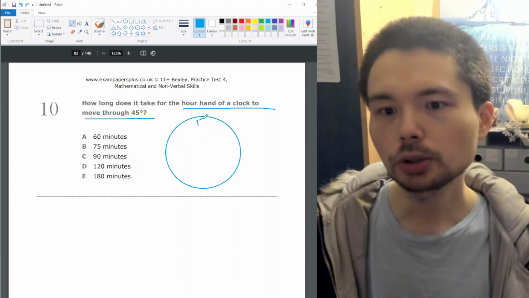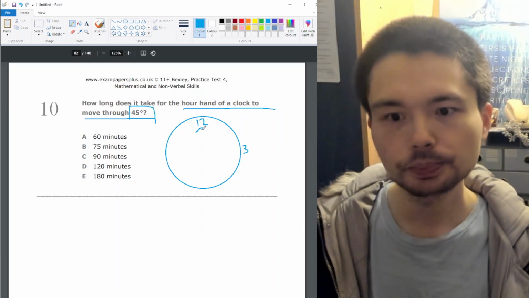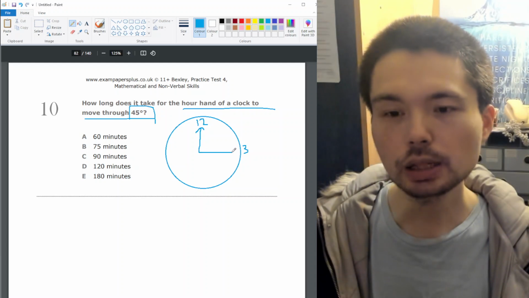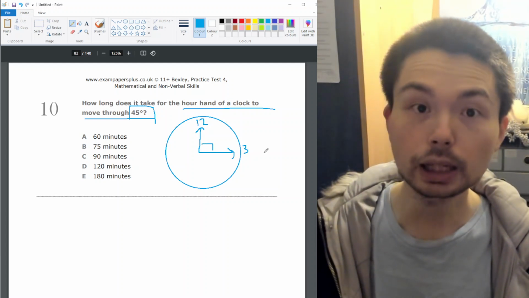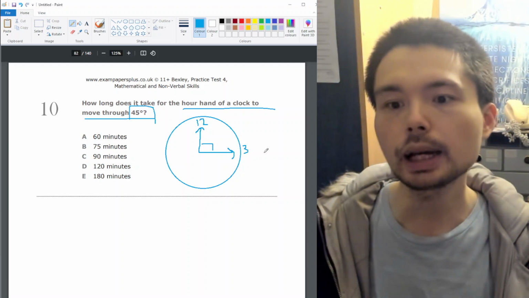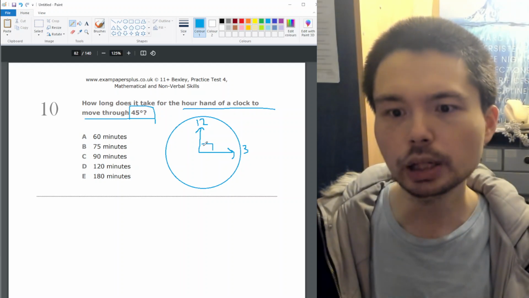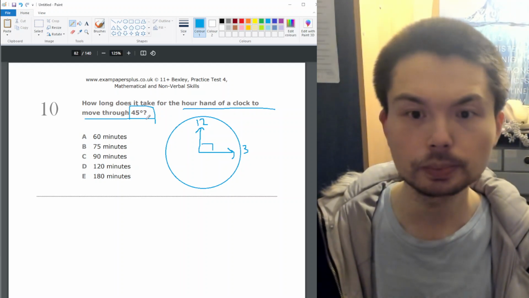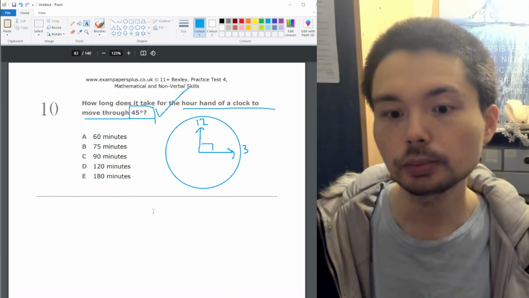12 is up top. Just put 3 here. Now, why is William doing this? Because I'm looking at 45 degrees. But I'm just going to do the easy one, which is 90 degrees. Now, the hour hand moving on a clock is the shorter hand. So, let's say you're 90 degrees. Why has he drawn it? Because 90 divided by 2 is equal to 45.